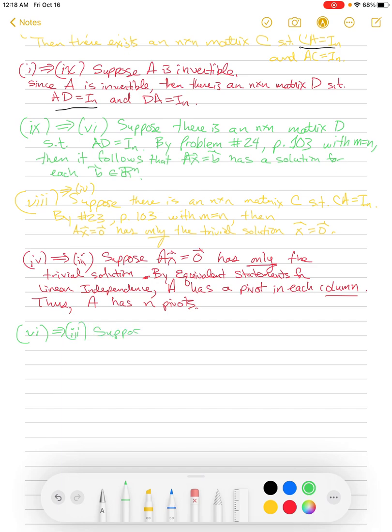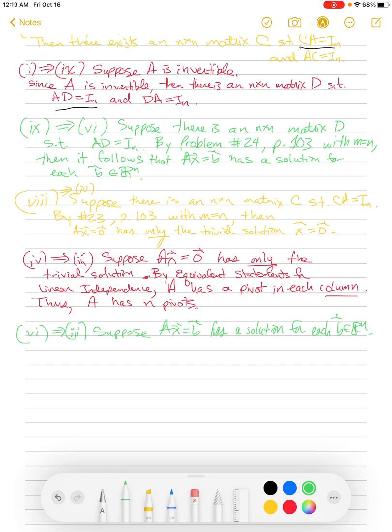So we're going to start with 6. Suppose Ax = b has a solution for each b in Rn. And we want to prove that there are n pivot positions.